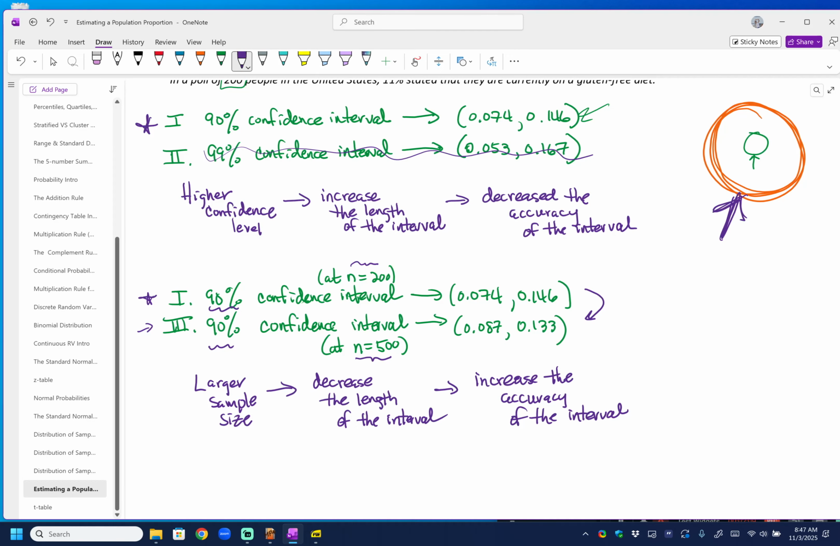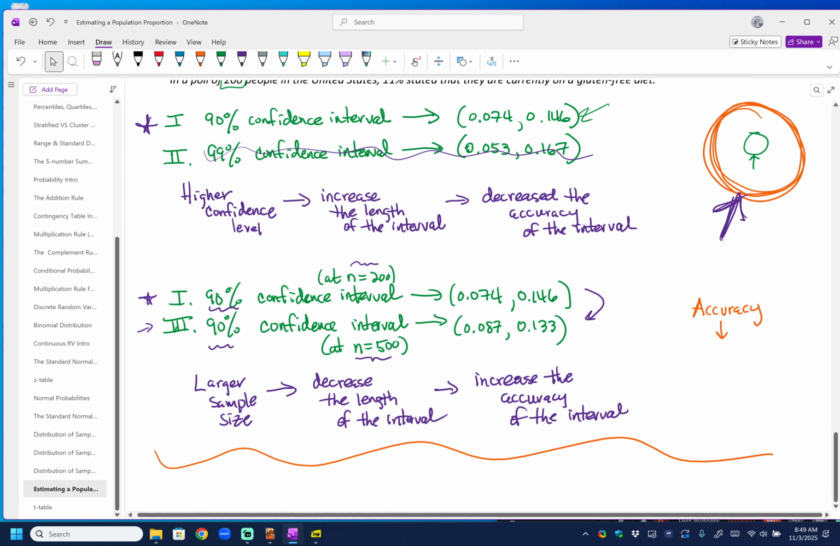And just to wrap this up, to make sure everybody understands completely, the concept of accuracy right here was more of a general term that we used in our typical English language. But in reality, in a confidence interval, what makes it more accurate is that it's shorter. And if it's shorter, that means a smaller margin of error.